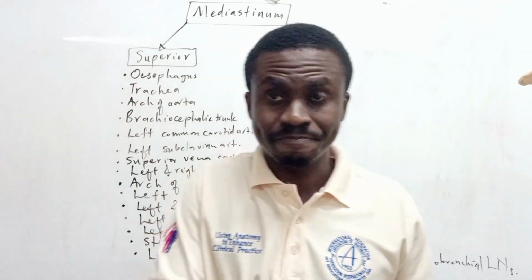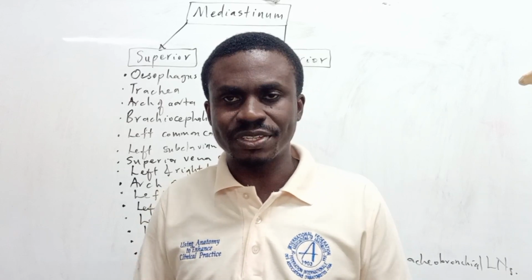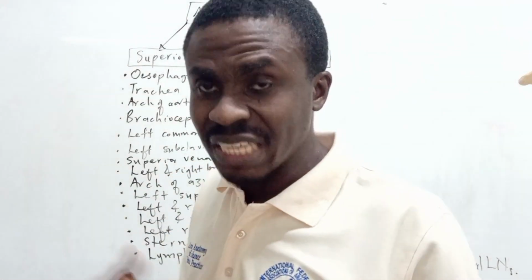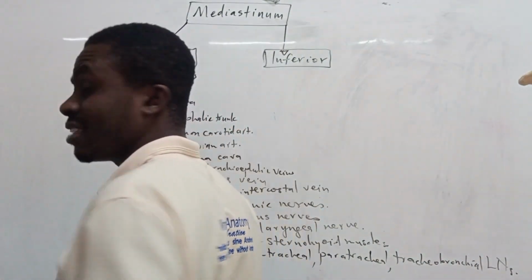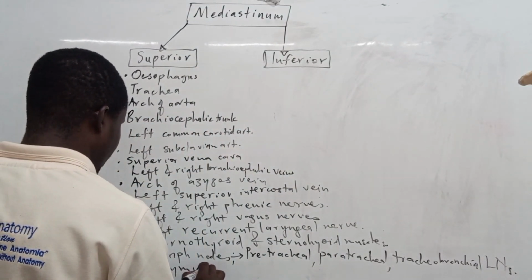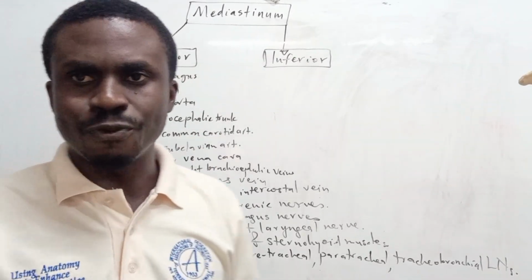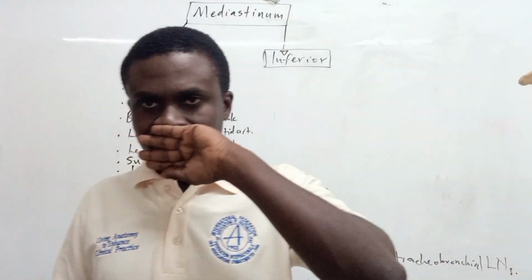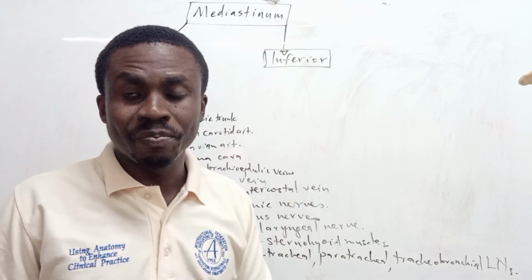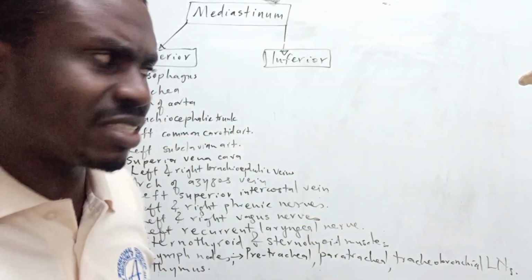Especially in children, we have what we call the thymus. As we age, it becomes fibrotic, so the remains of the thymus, that's what I'm talking about, the thymus. The superior portion of the thymus will be found also in this superior mediastinum. So my friends, these are the major things I want you to become aware of regarding the contents of the superior mediastinum.